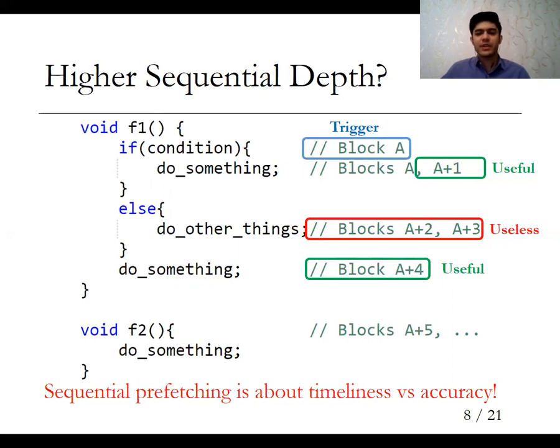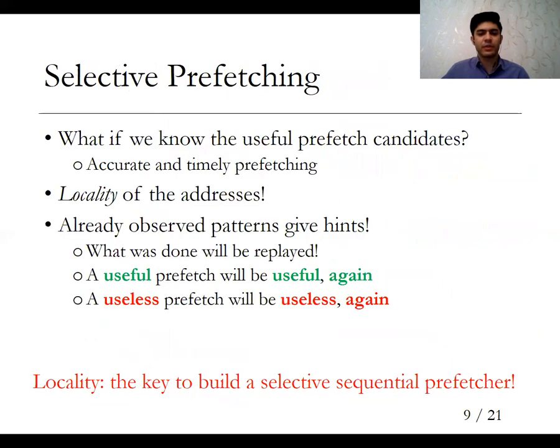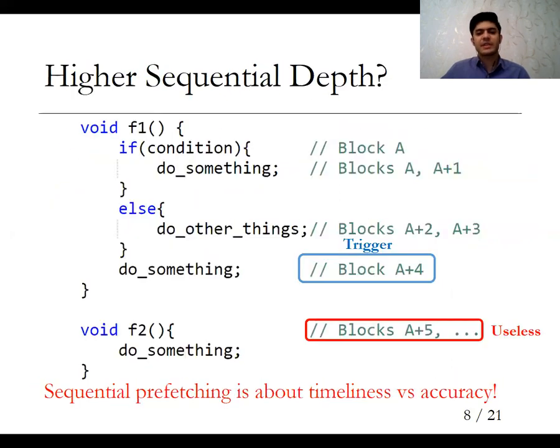However, blocks A plus 2 and A plus 3 are useless prefetches since the else body will not be executed. After the if body is executed, the instructions at the end of this function, which reside in block A plus 4, will be executed. Fortunately, these instructions are timely prefetched when the next 4-line prefetcher was triggered on block A. However, accessing this block will trigger the next 4-line prefetcher to prefetch blocks A plus 5 to A plus 8.